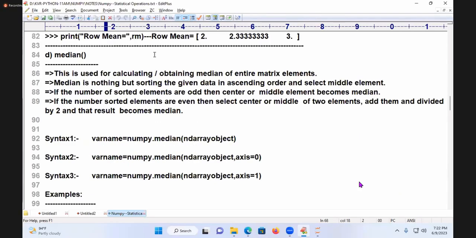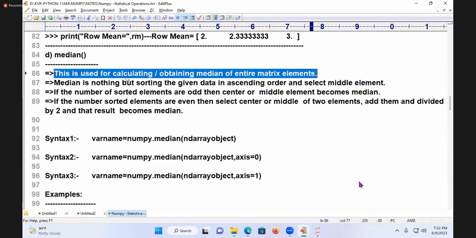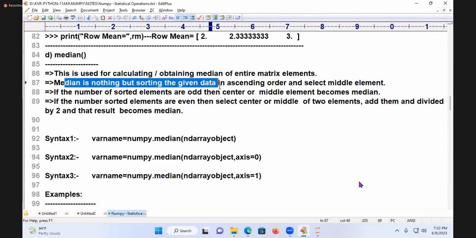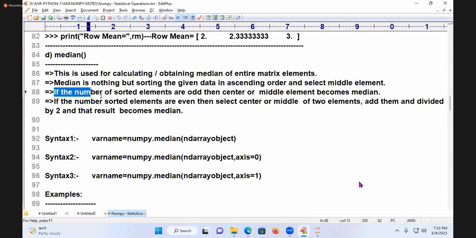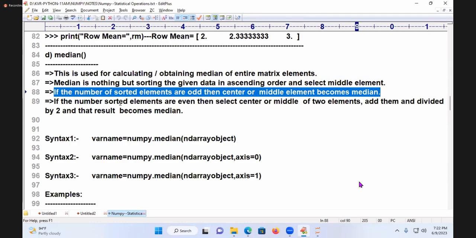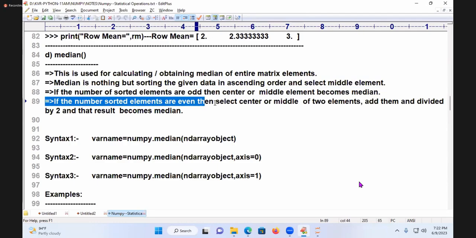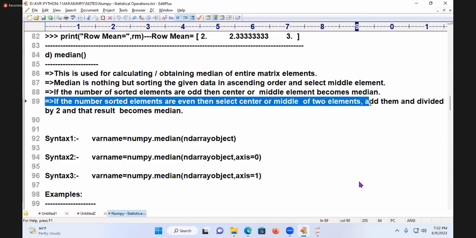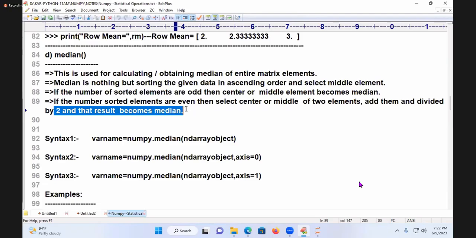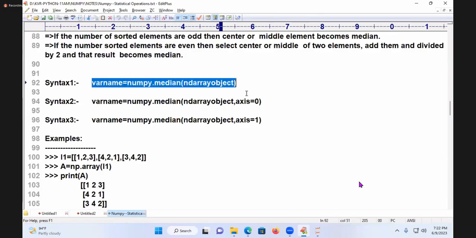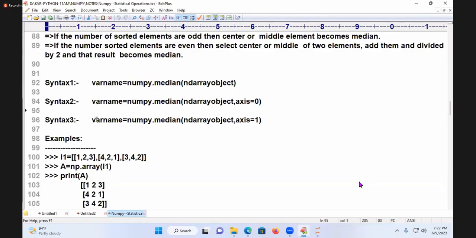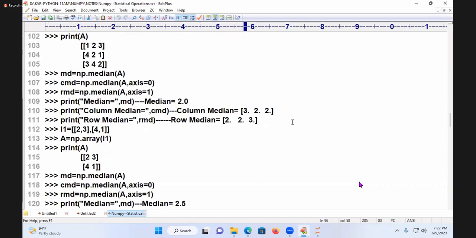Median, the description is also written. Median is nothing but sorting the given data in ascending order and selecting the middle element. If the number of sorted elements is odd, then the center or middle element becomes the median. If the number of elements is even, then select the middle two elements, add them and divide by 2, and the result becomes the median. Median, and see this data, axis 0 and 1. Are you following? See students.